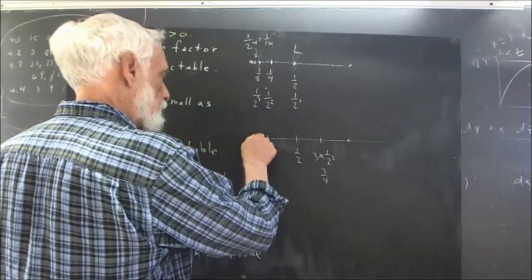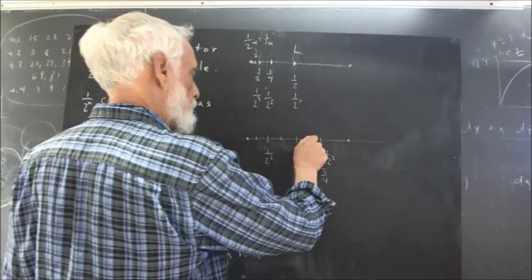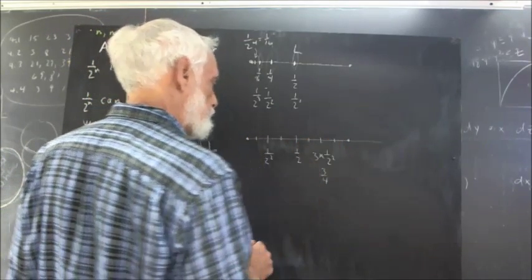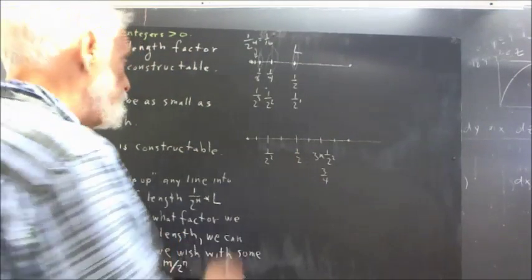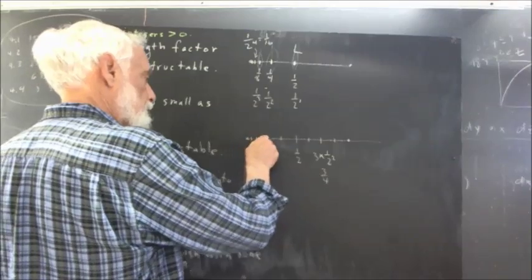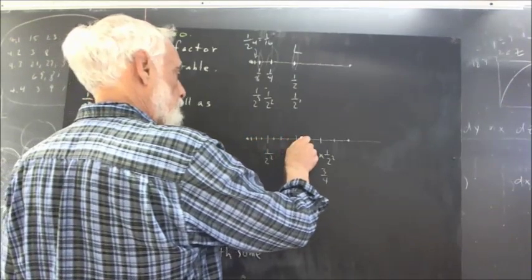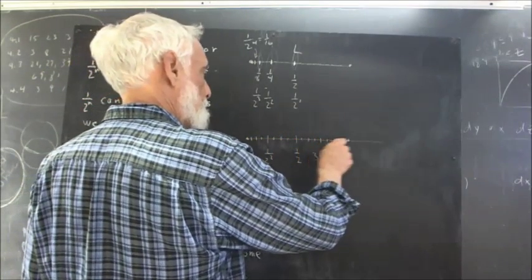And then I can divide this into eighths and get all multiples of 1/8. Then I can divide into 16ths and get all the multiples of 1/16.